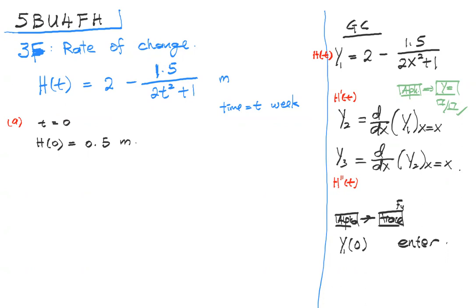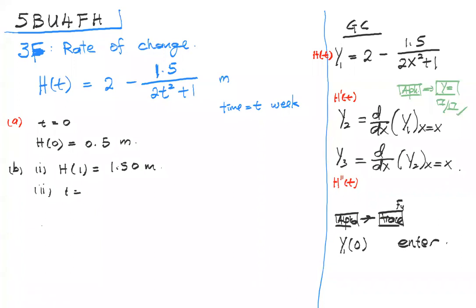Okay, for part B, there are 3 parts. First part is after 1 week. Am I right? So you also do the same. You can press second enter again, y1 will come out. Then you change the 0 to 1. So what is your answer? 1.5, is it? Meter.